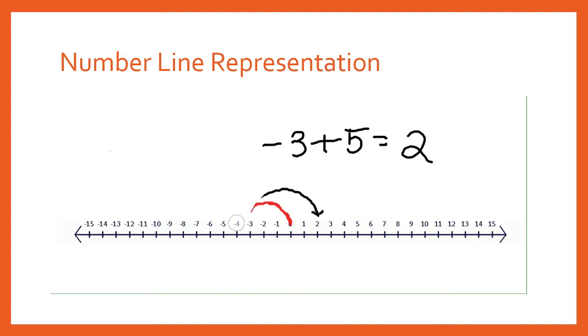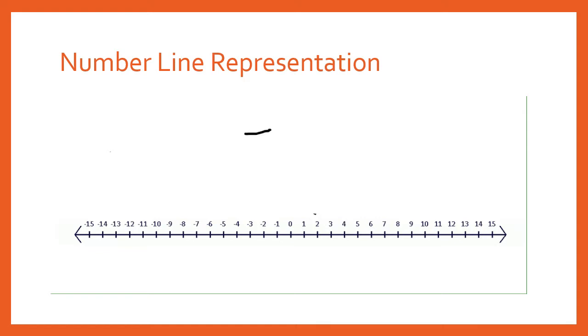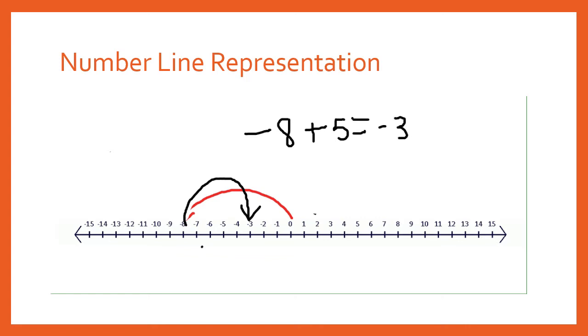Let's do maybe one more, making sure I've got all the possibilities here. Okay, let's do this one. Negative 8 plus 5. So we go backwards to negative 8, and then we're going to go up 5 units, and that's going to land us, let me redo that, there we go, 5 units to negative 3. It's just like playing a board game. We go backwards 8 and then up 5.